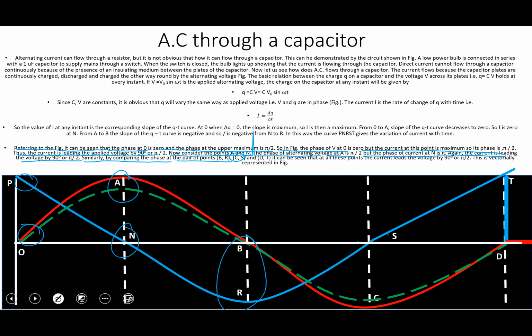At C and S, at this point also, the current was leading by an angle of 90 degrees. And at D and T, at this point also, the current was leading by an angle of 90 degrees. It can be seen that all of these points lead the voltage by 90 degrees or pi by 2. This is the vectorial representation in the figure. That means we have represented it graphically as well as vectorially.